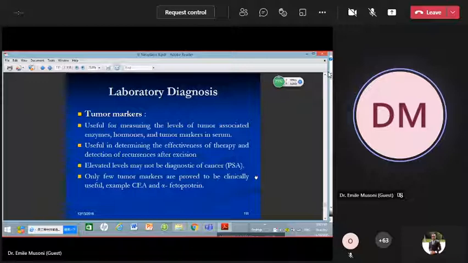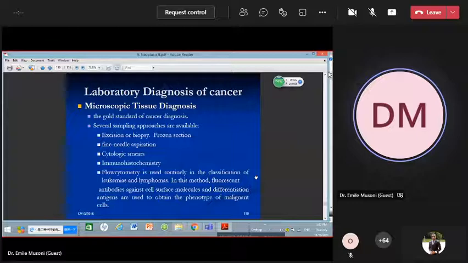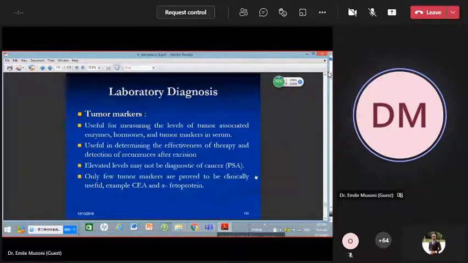So there are some markers. These are used for measuring the level of tumor-associated enzymes, hormones, and tumor markers in serum. They are used for determining the effectiveness of therapy and in detection of recurrence after excision. For example, an elevated level may not be diagnostic of cancer. PSA.